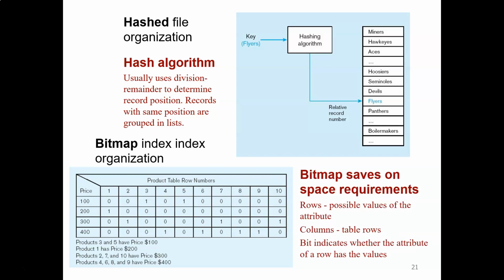You also have hashed files. A hashed file again uses the hash algorithm, like what I just described. You create an index for each record, and you sort the record using that index.